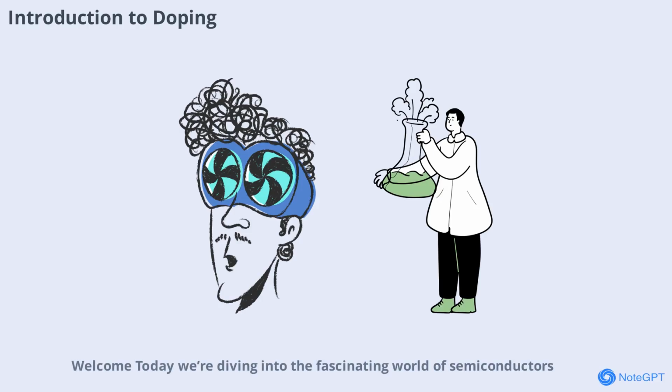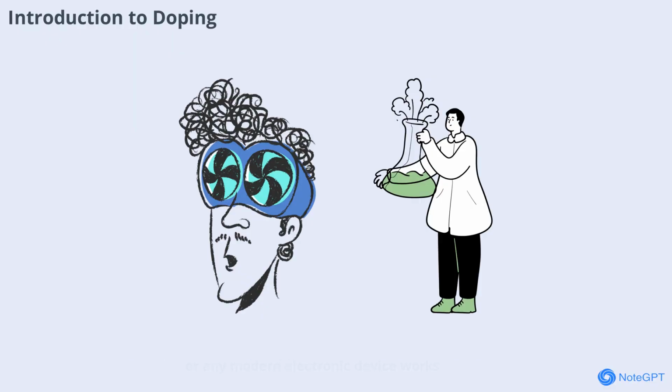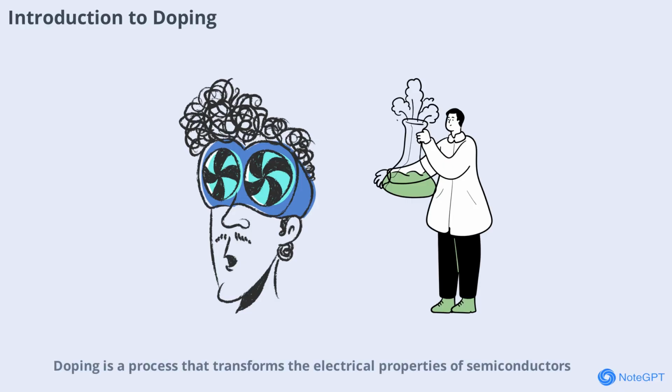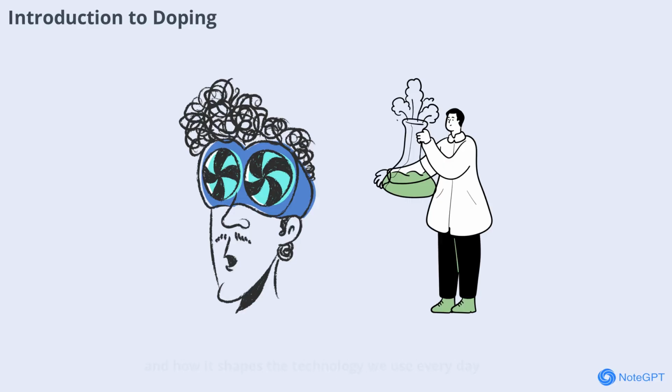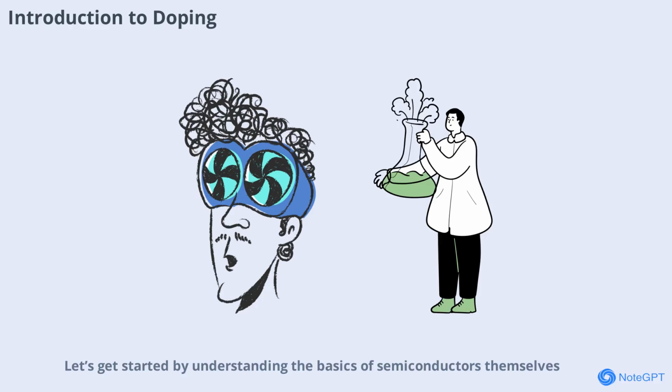Welcome. Today we're diving into the fascinating world of semiconductors and exploring a key concept known as doping. If you've ever wondered how your smartphone, computer, or any modern electronic device works, understanding doping is a great place to start. Doping is a process that transforms the electrical properties of semiconductors, making them the backbone of modern electronics. In this video, we'll break down what doping is, why it's important, and how it shapes the technology we use every day. Let's get started by understanding the basics of semiconductors themselves.